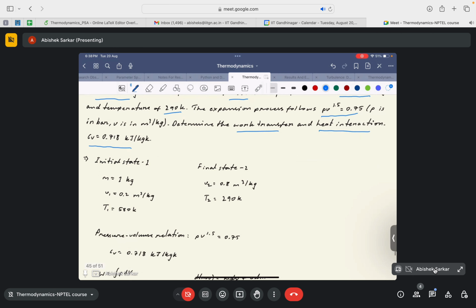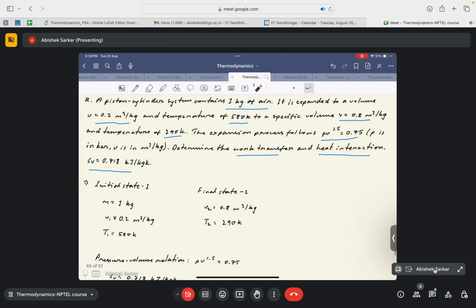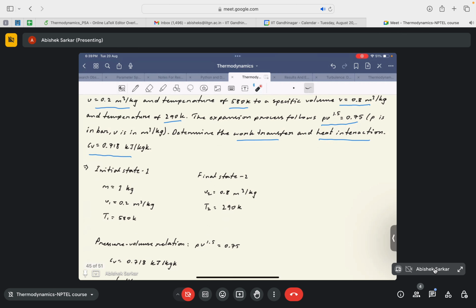So the initial state is given as mass is 1 kg, the initial specific volume is 0.2 meter cube per kg, and temperature is 580 Kelvin. Similarly, the final state is 0.8 meter cube per kg, and T2 is 290 Kelvin. The good thing is, since the temperature is explicitly given, for this kind of problems you can easily find the net change in internal energy. Since it is air, and air can be considered as an ideal gas, internal energy is a function of temperature in case of ideal gases, right?